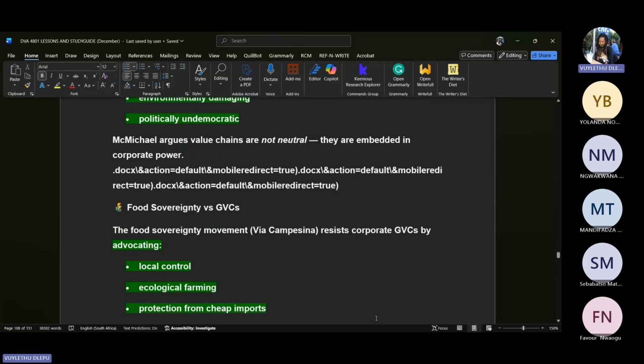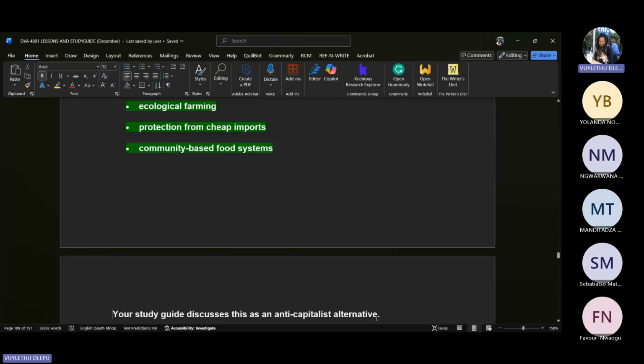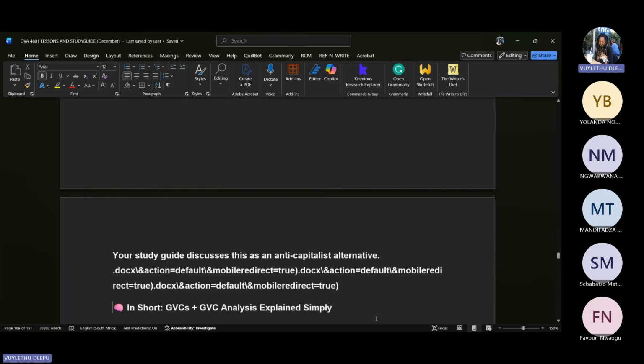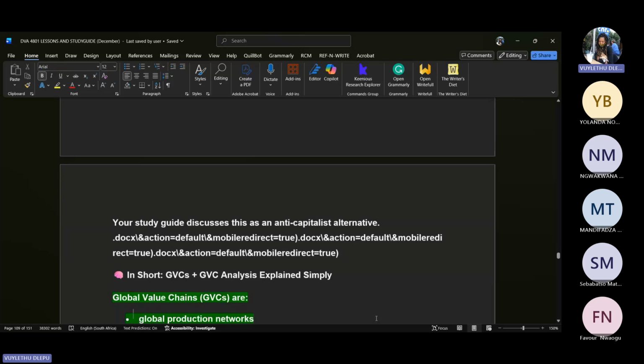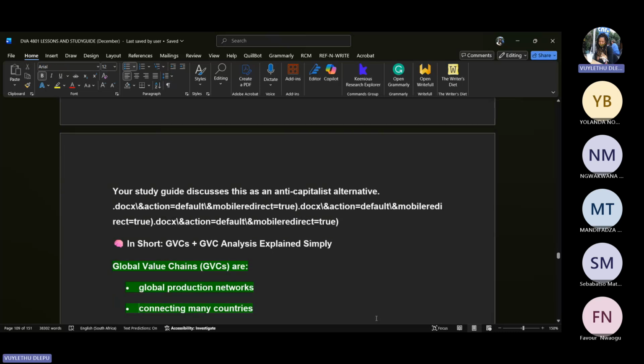And then it talks about food sovereignty versus the global value chains. So the food sovereignty movement, they use an example of La Via Campesina, which resists corporate global value chains by advocating for local control, ecological farming, protection from cheap imports, and community-based food systems. And then the study guide also discusses the anti-capitalist alternative. But simply, this is still just the introduction.